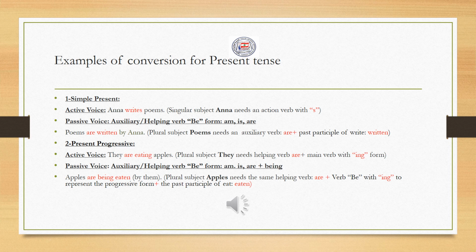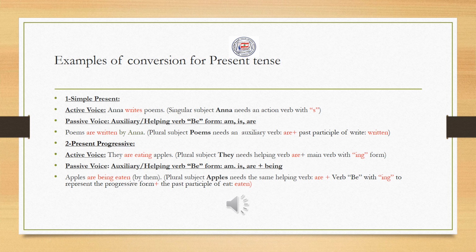After that, we change the main verb write into the past participle form, written. Then we add the prepositional phrase by Anna because the doer of the action is known, and we get the given sentence, poems are written by Anna.